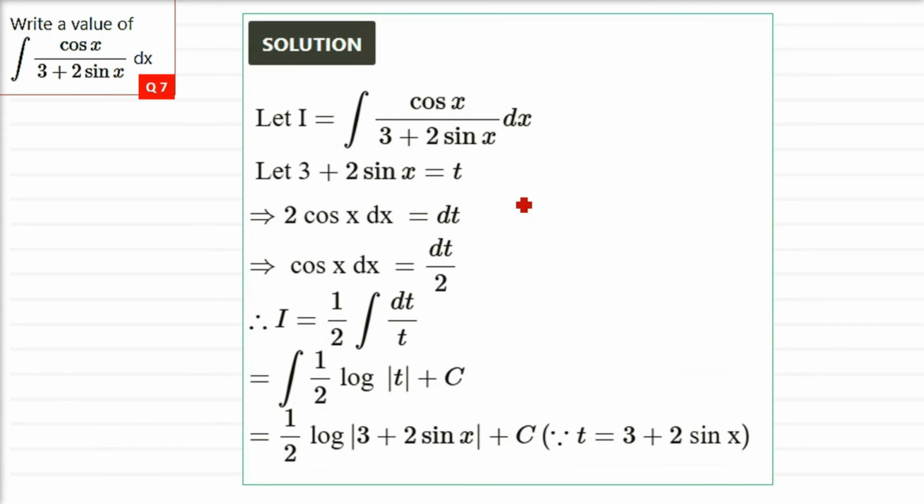Now this is how it will be completed. All the symbols, the modulus signs and the sins, have to be written properly.